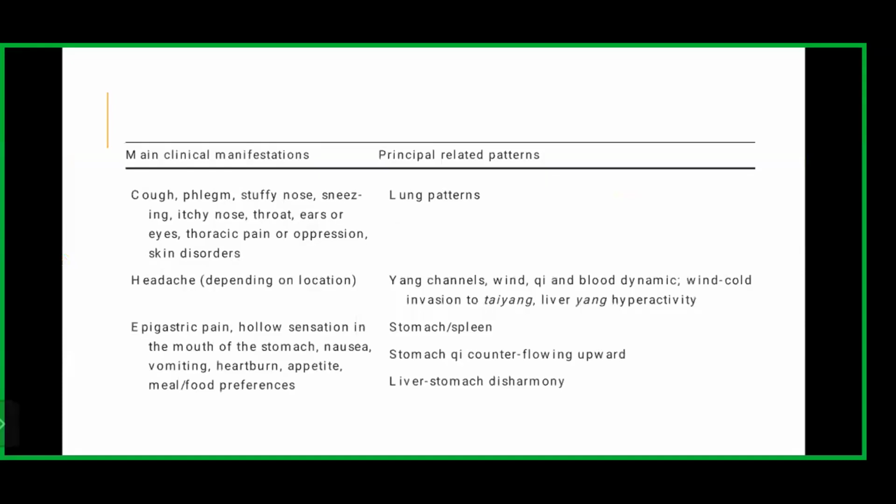There's cough, phlegm, stuffy nose, sneezing, itchy nose, throat, ears or eyes, thoracic pain or oppression, skin disorders, that is a lung pattern. If there's headache, depending on the location, could be yang channels, wind, qi and blood dynamic, wind-cold invasions to tai yang, or liver yang hyperactivity. There's epigastric pain, hollow sensation in the mouth of the stomach, nausea, vomiting, heartburn, appetite or meal food preferences, could be stomach or spleen, stomach qi counterflowing upward, or liver-stomach disharmony.